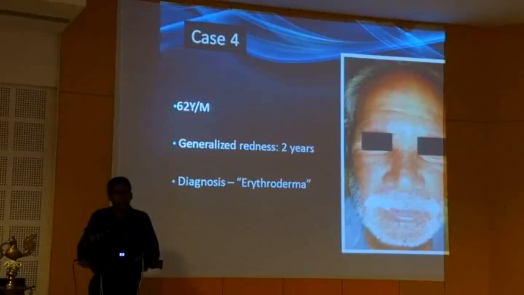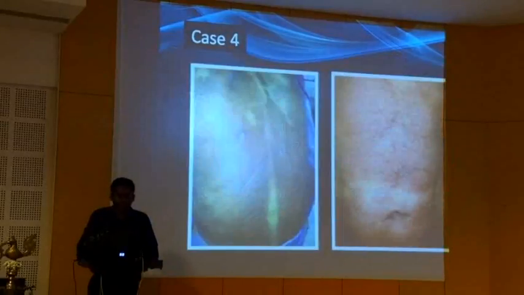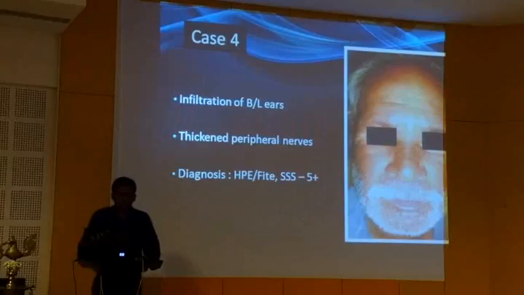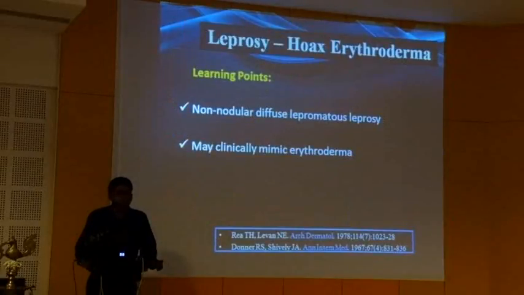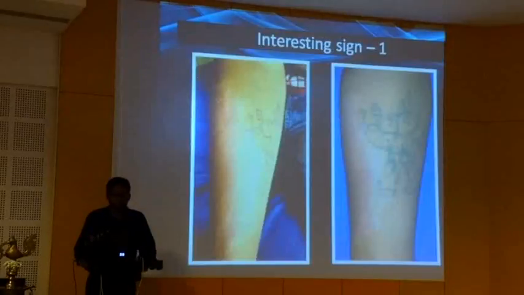Coming to the final case, a 62-year-old male admitted under medicine for features of gastroenteritis, was referred to dermatology for evaluation of erythroderma of 2 years duration. Here is a picture of the back and the abdomen of that patient showing diffuse erythema. We noticed that the patient had bilateral infiltration of the ears and also thickening of almost all peripheral nerves. Histopathology, a positive Fite staining, and a positive slit skin smear helped us diagnose this case as leprosy. Leprosy is a non-nodular, diffuse type of lepromatous leprosy which may clinically mimic erythroderma due to diffuse infiltration of the skin by histiocytes and leprobacilli.